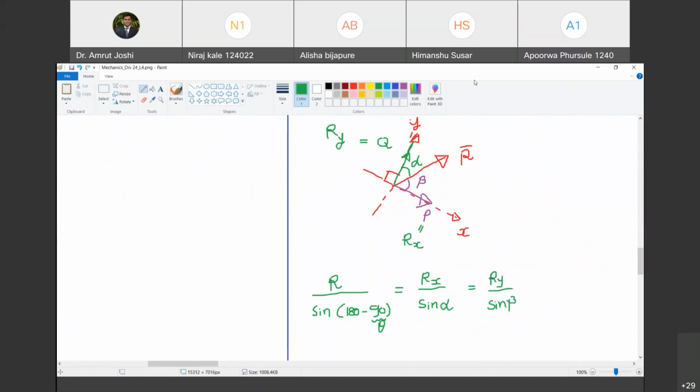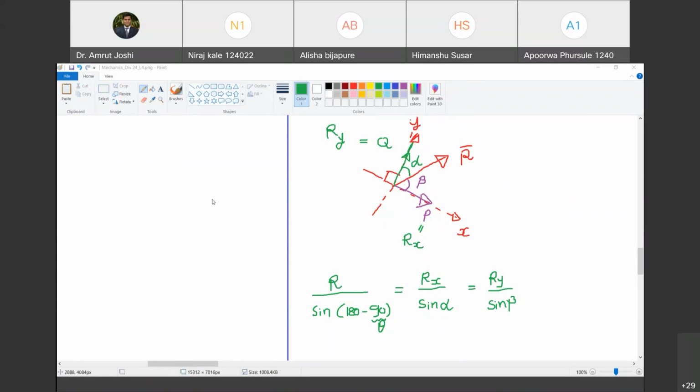Is this disturbance from your side, Neeraj? No, I don't. So Alisha, please mute your microphone. Only Neeraj will keep the microphone on. All others to mute their microphones.